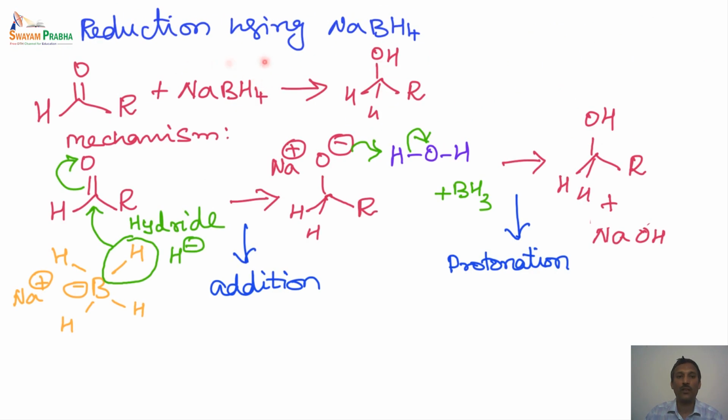Let us look at reduction using sodium borohydride. In this particular case, an aldehyde is treated with sodium borohydride to produce the corresponding alcohol. So when we look at the mechanism, sodium borohydride is given here, Na is plus and the borohydride is having minus charge.